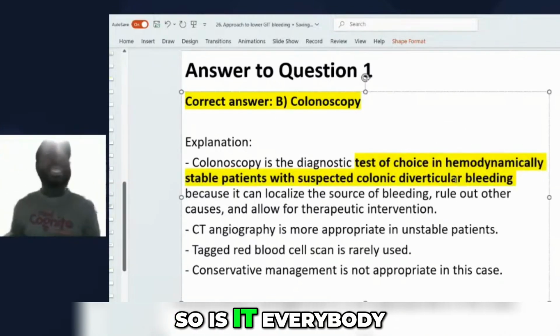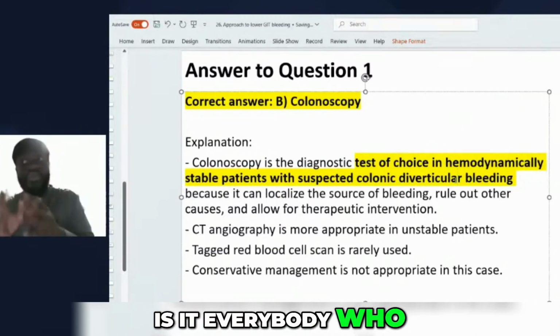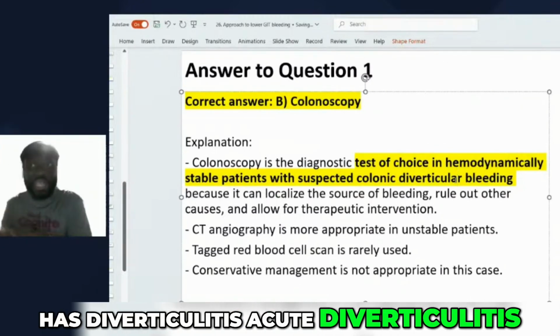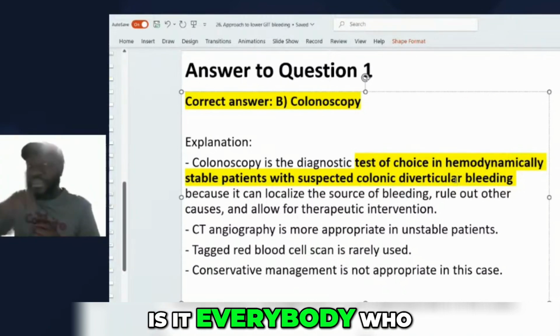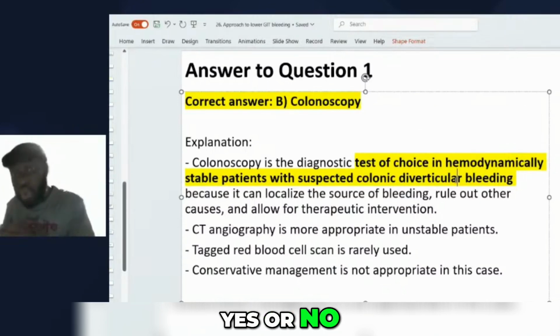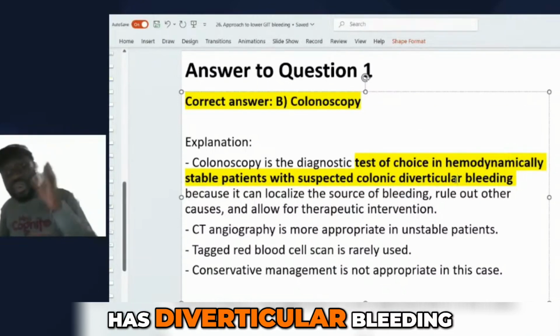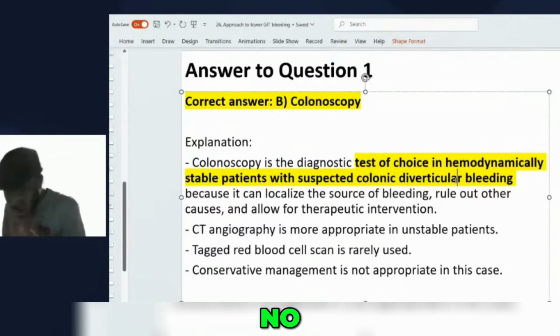So, is it everybody who has diverticulitis who bleeds? I have a question. Is it everybody who has acute diverticulitis who has rectal bleeding? Hello, doctors. Can you answer me? Yes or no? No. Is it everybody who has diverticulitis who has diverticular bleeding? Yes or no? No. Okay.